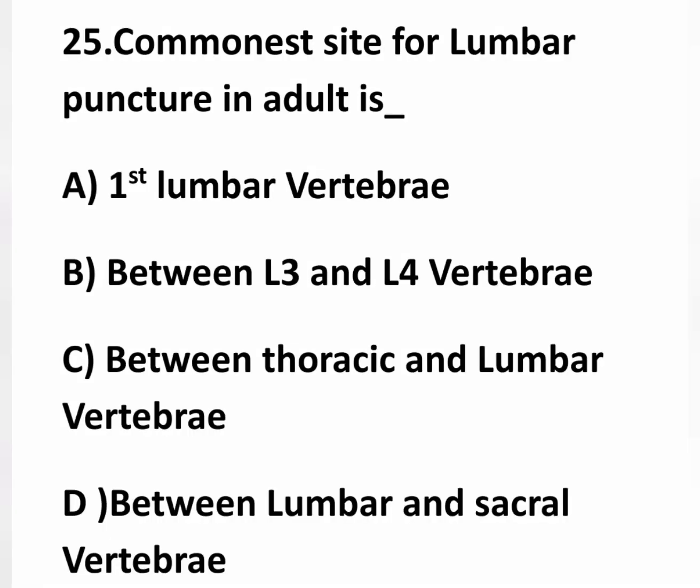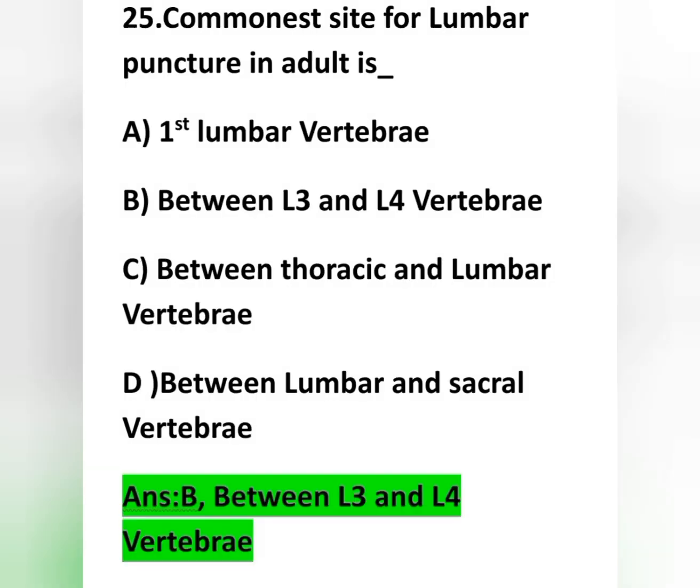Question number 25. The commonest site for lumbar puncture in an adult is: option A, first lumbar vertebra; option B, between L3 and L4 vertebrae; option C, between thoracic and lumbar vertebrae; option D, between lumbar and sacral vertebrae. The correct answer is between L3 and L4 vertebrae.